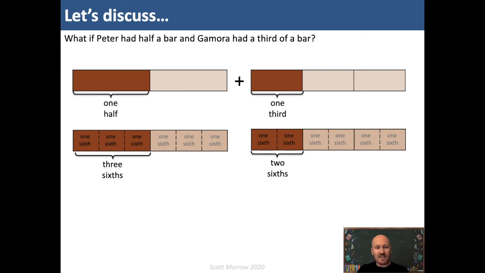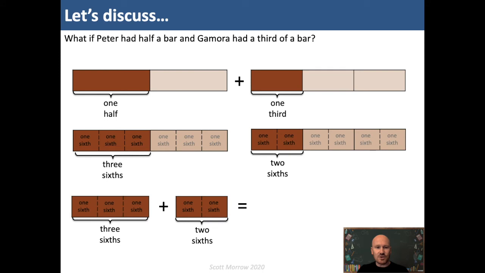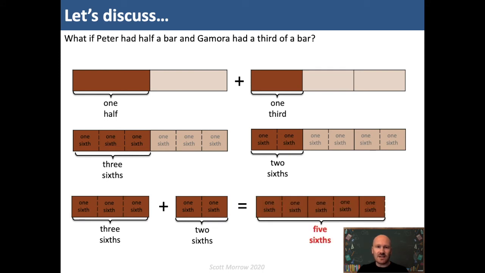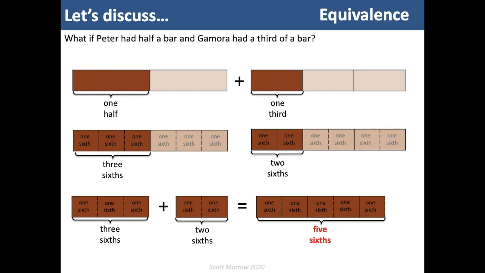Now we can add them together, and 3/6 plus 2/6 gives us 5/6 altogether. Once again, we've used equivalence. We've converted those fractions into fractions that are the same. Once they're the same, then we can add them together easily.